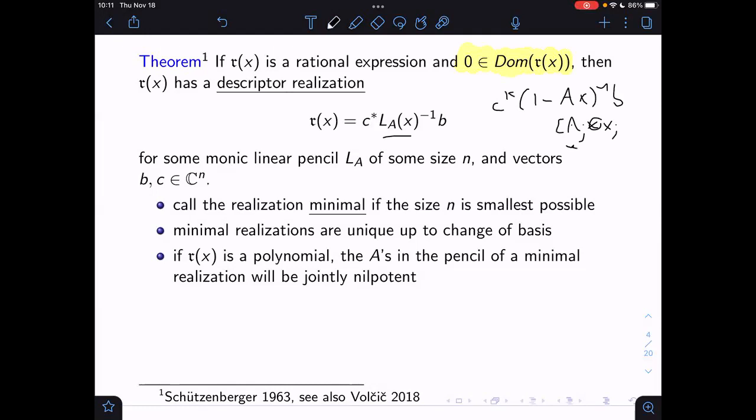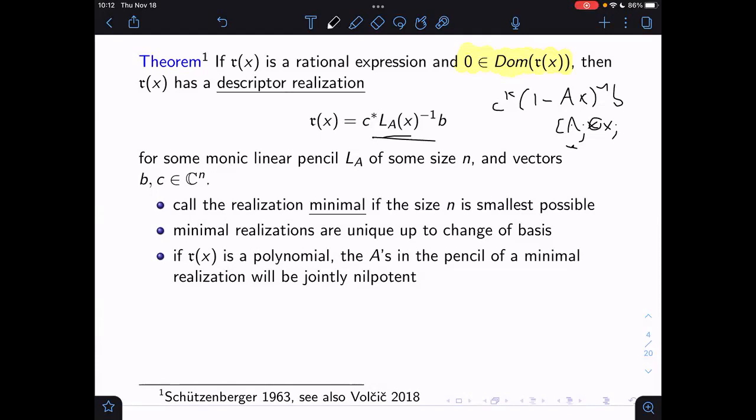So the point is, if I have a rational expression which is regular at the origin, then it admits what's called a descriptor realization. That's what this expression is called, for some monic linear pencil A and some vectors. And in fact, the converse is true. If I have a descriptor realization, then at least in some neighborhood of the origin, this coincides with some NC rational expression. And this can all be proved very formally just by manipulations with formal power series. But just a few bits of terminology.